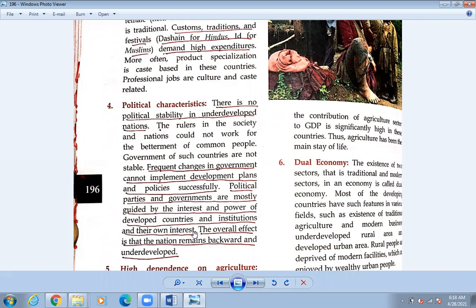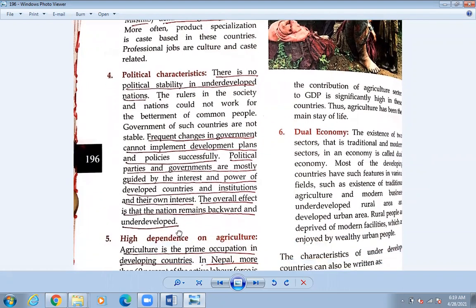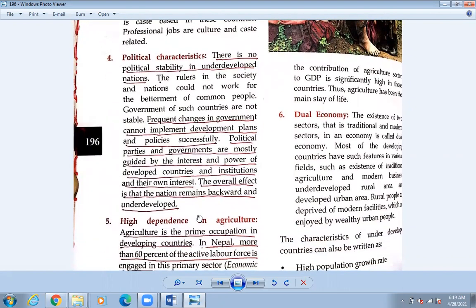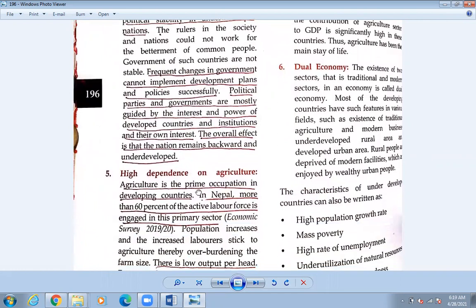Okay, so we have rivers. Okay, so our rivers are there. Okay, but to build a dam on this river, and even to open the dams of this river, we need to ask permission from India, isn't it? Okay, so Nepal may drown, but the dam should not be opened, the Koshi dams were not opened. Okay, so those are the things that can be seen in our country. Okay, so still we can see in our country also. The overall effect is that the nation remains backward and underdeveloped. Okay, so because of the political parties, our country is getting underdeveloped day by day.